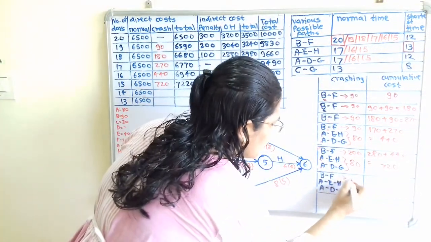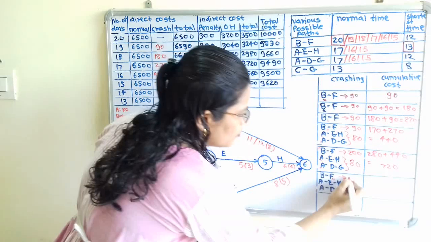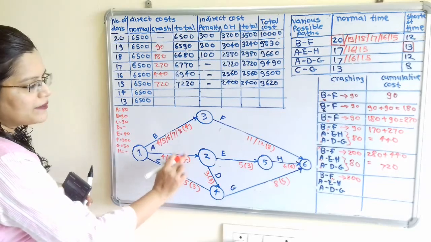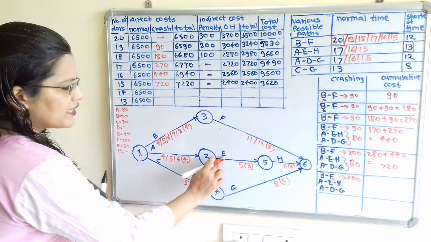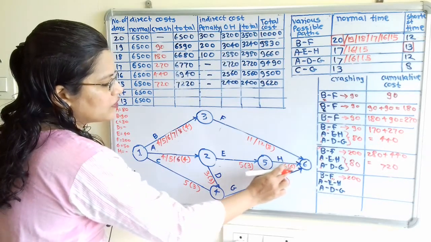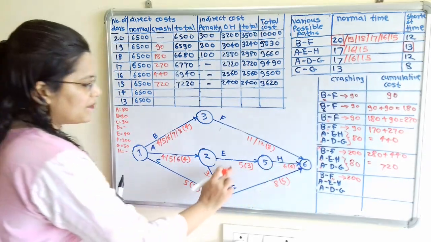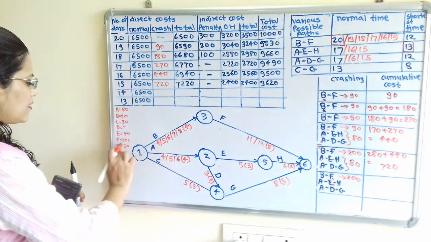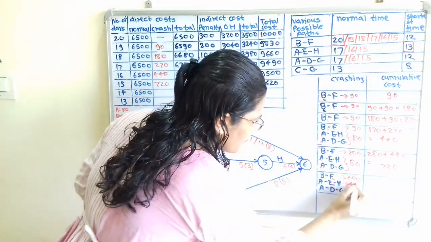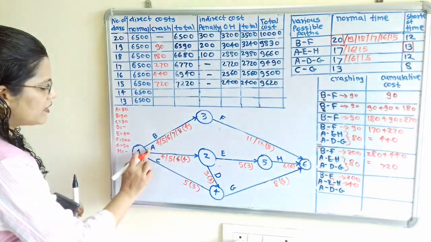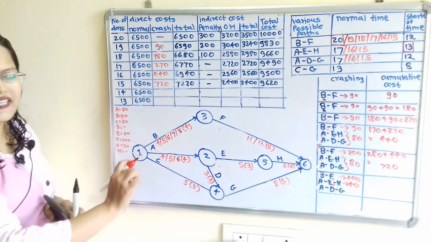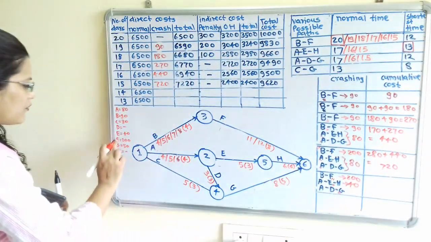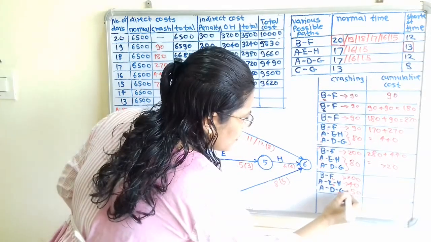So I will make a mark here for 200. Then A, E, H. We cannot select A because normal time and crash time are the same. E is there and H is there. For H we cannot select because normal time and shortest time are the same. So we can select only E, so I will mark here for E, and the cost of E is rupees 40. And then in between A, D, G, we cannot select A, we cannot select D. And for G, normal time is greater than shortest time, so we will select G, and the cost for G is 50.